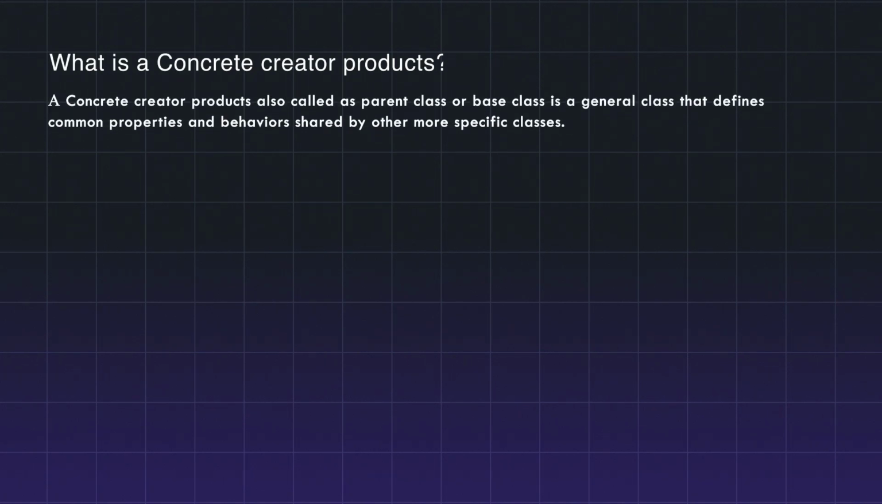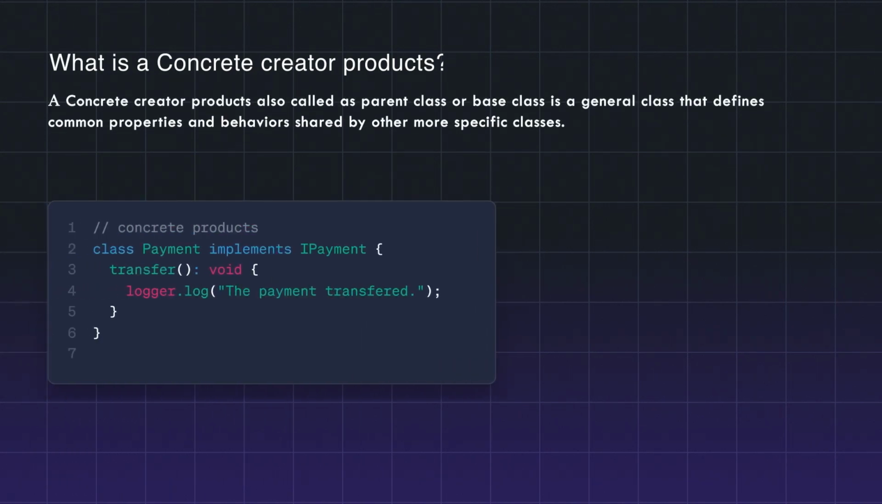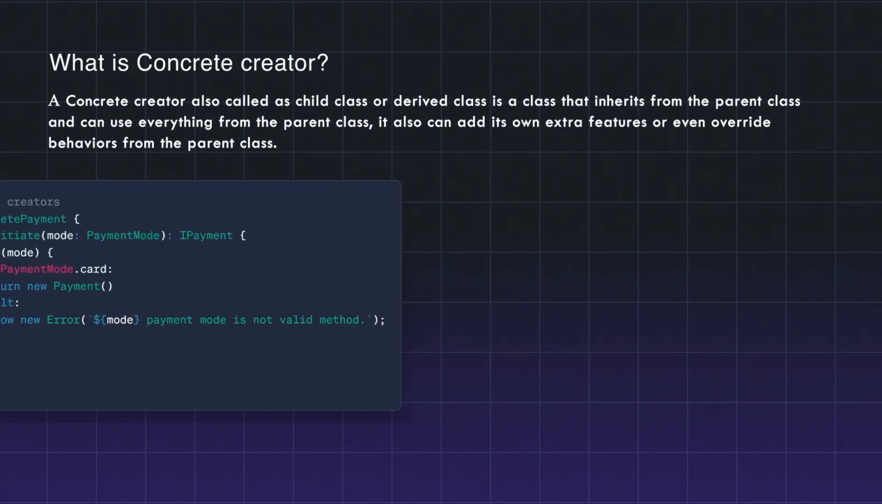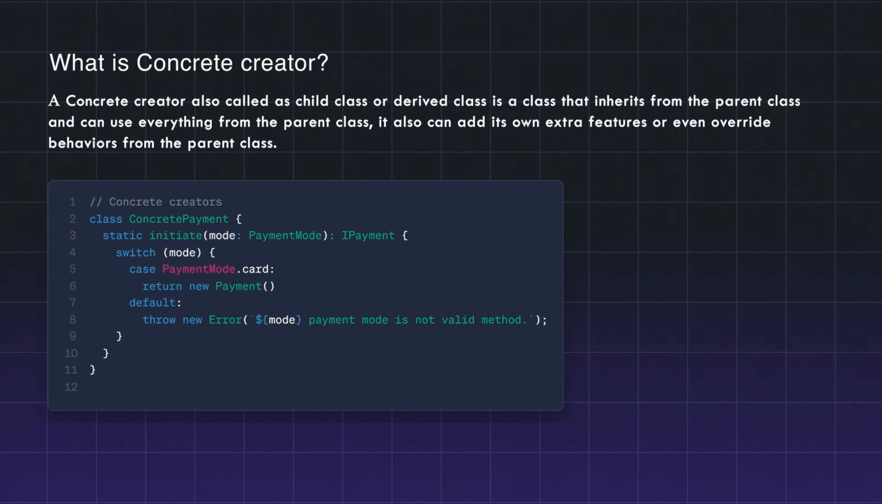What are concrete creator products? A concrete creator product, also called a parent class or base class, is a general class that defines common properties and behaviors shared by other more specific classes. What is a concrete creator? A concrete creator, also called a child class or derived class, is a class that inherits from the parent class and can use everything from the parent class. It can also add its own extra features or even override behaviors from the parent class.